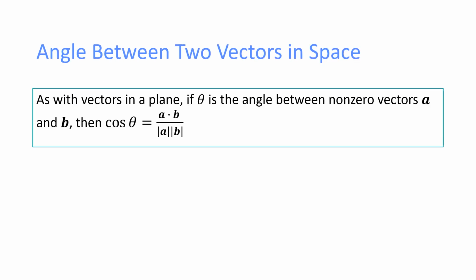Angle between two vectors in space. As with vectors in a plane, if theta is the angle between non-zero vectors A and B, then cos theta equals A dot B divided by the magnitude of A times the magnitude of B.